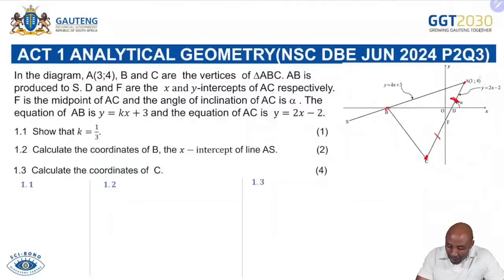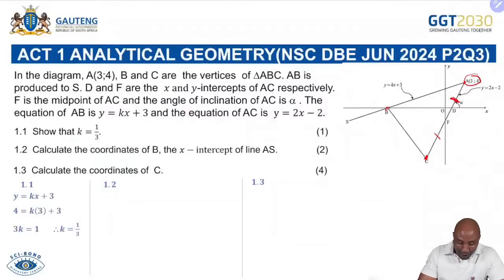We use the coordinates of point A, where x is 3 and y is 4, and we'll only have one unknown, our k there. We substitute and show that our k is that one. So if you check, this is 1 mark, you'll get a mark for the method.